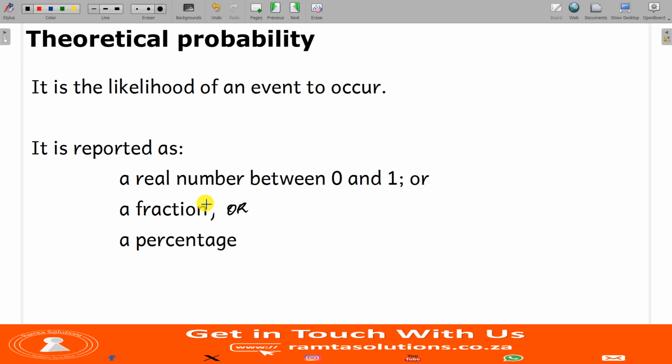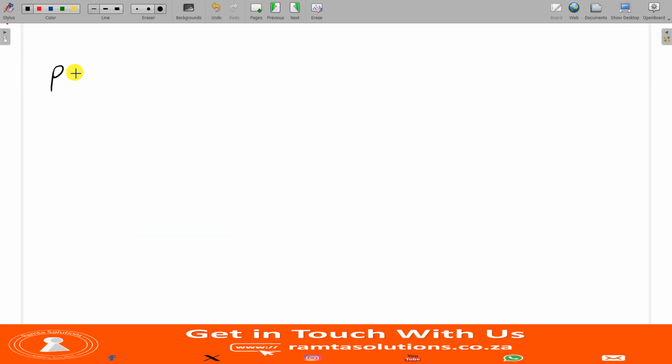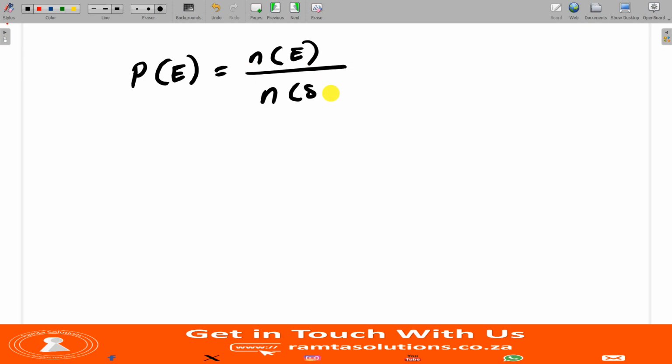Now, when we calculate probability, we use the following formula. Probability of, let's say, event E is equal to the number of outcomes of event E over the sample space. Let me highlight this.